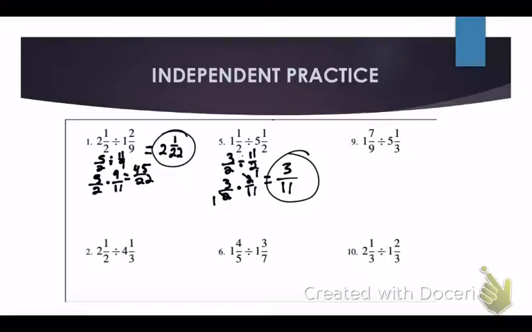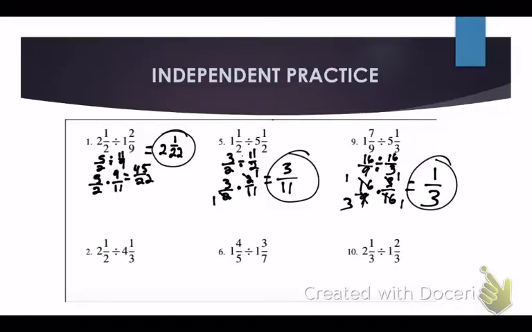Alright, next one. 9 times 1 is 9, plus 7 is 16, divided by 9. Or 16/9 divided by 16 over 3. Keep, change, flip. That would be 16/9 times 3 over 16, and hey, look at that, 16s both become 1 because 16 goes into both of them, and 3 and 9, 3 goes into 3 one time, 3 goes into 9 three times. Hey, that's going to give me 1/3. Congratulations, that one's number 9.